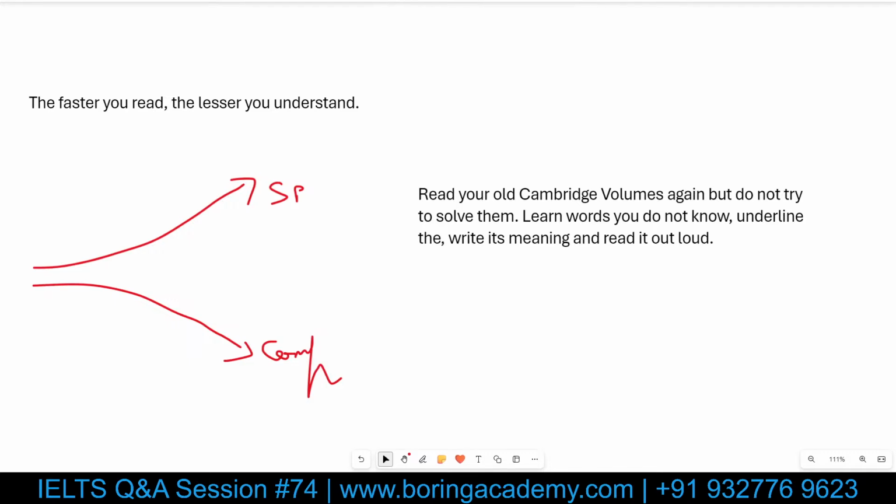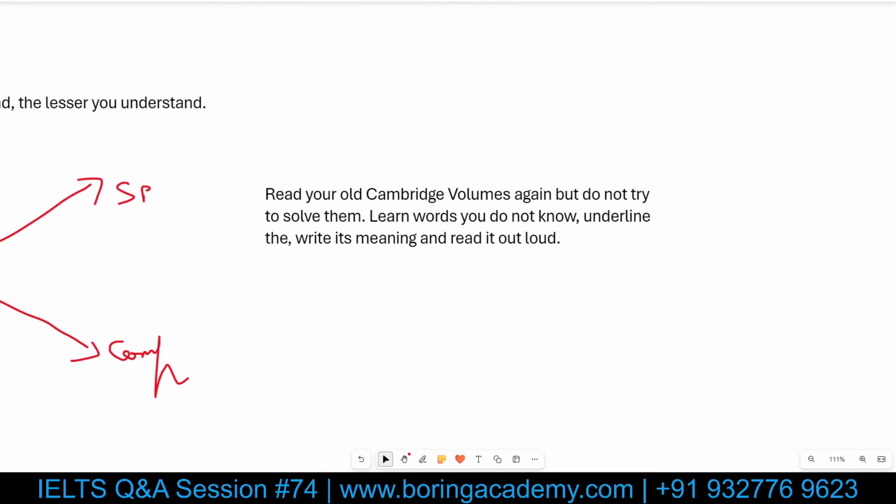So when you start reading Cambridge volumes, and when you start learning the words that are shared in Cambridge volumes, you'll start understanding those words better. For instance, there is a word habitat that keeps on coming again and again. Do you guys know what is the meaning of habitat? It is a place where particular species are living. So a place where a living being can thrive, that's a habitat.